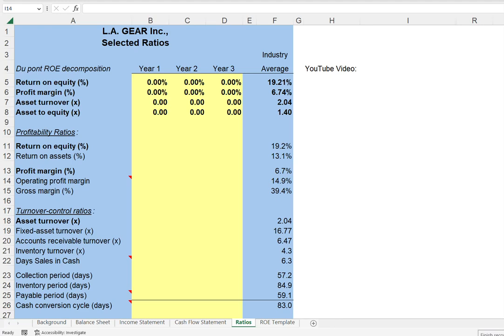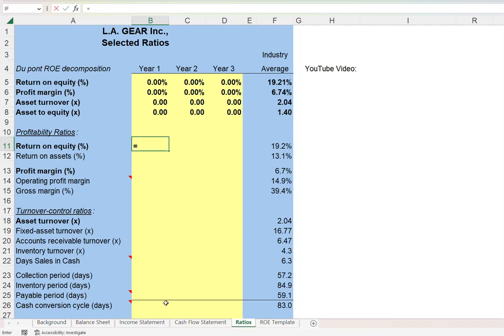In this video, we're going to walk through calculating the financial ratios for LA Gear for years 1, 2, and 3. Let's begin with our return on equity and our return on assets. Recall return on simply means net income divided by something. So net income divided by equity for return on equity, net income divided by assets for return on assets.